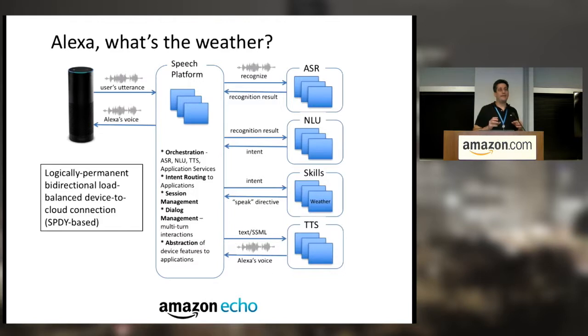Everything will happen in milliseconds, very, very fast, and everything will be done in parallel. That means the ASR will return multiple results. The NLU will also return multiple results because maybe the question is relevant to multiple skills. And the speech platform will need to rank and find what is the best match based on the score that each one returns and based on the context.